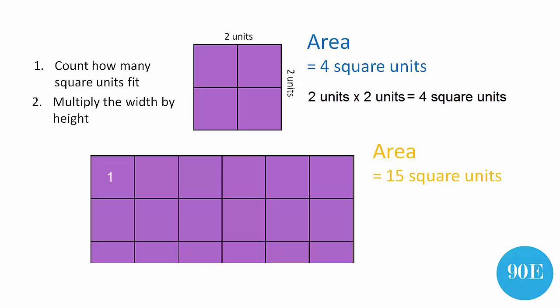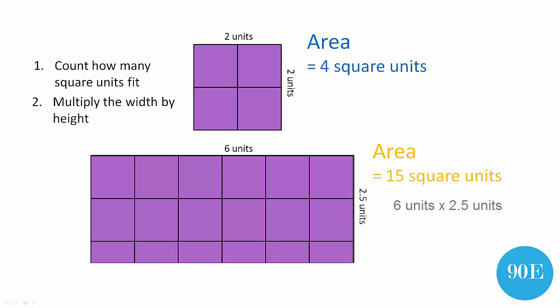What about our yellow rectangle? We know that the width is 6 units and the height is 2.5 units. If we multiply 6 by 2.5, we'll once again get 15 square units.